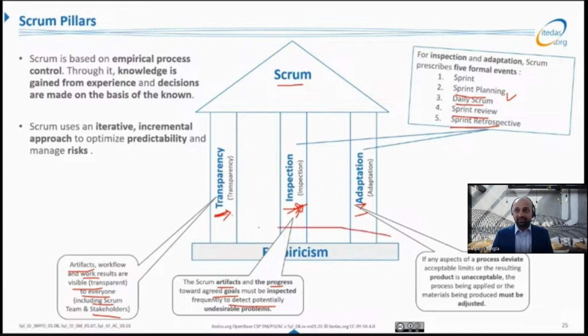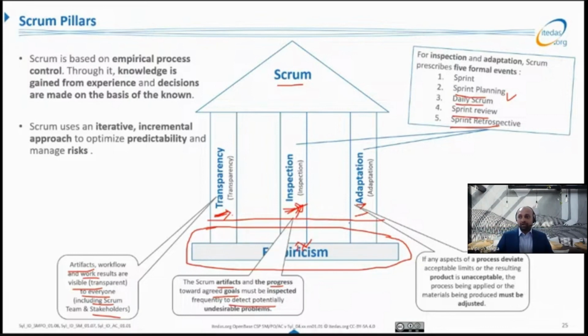And the foundation of all this is empiricism, because empiricism is based on process control. Basically how it works is, knowledge is gained from experience and decisions are made based on what is known. And empiricism is practiced by using all these three pillars. Because how do you know about a thing? By being transparent, by allowing people to do inspection. And once you have transparency and inspection, then you adapt according to what you have learned.